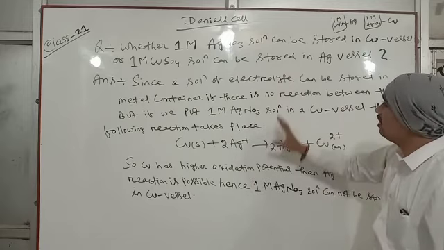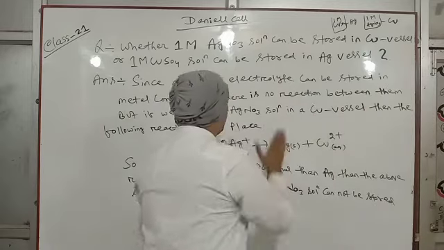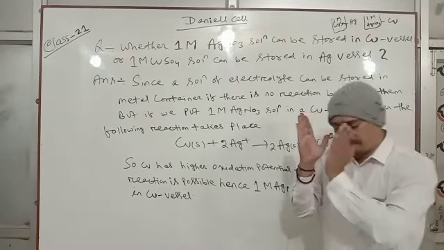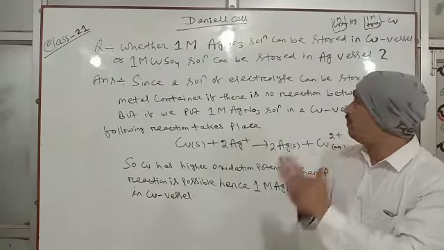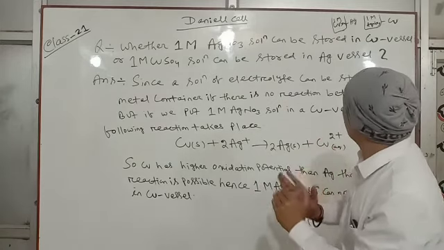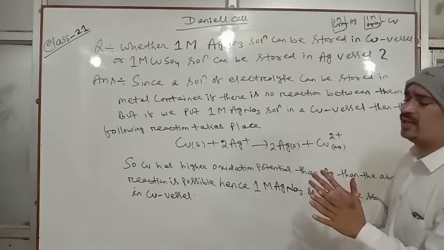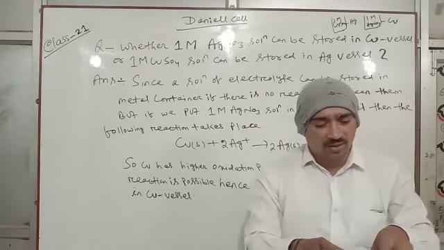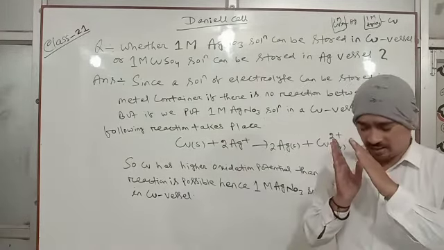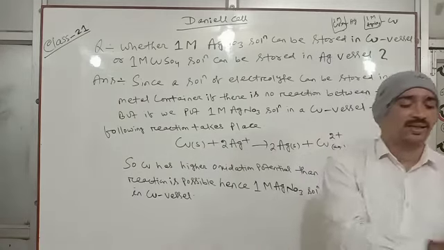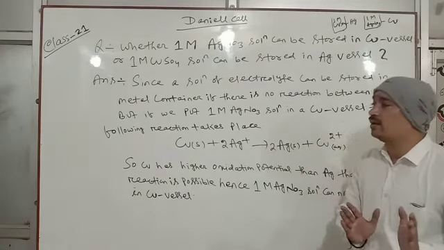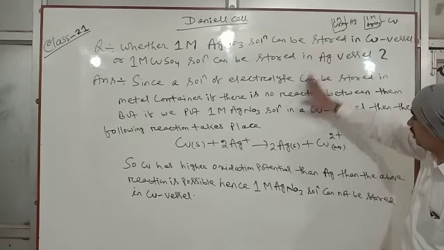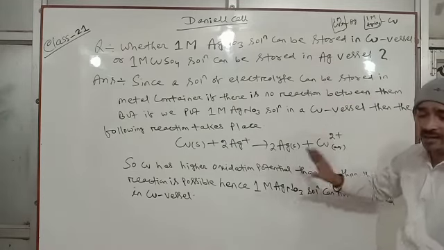If you cannot write it, then simply write: we know that the oxidation potential of copper is more than that of silver, so we cannot put silver nitrate solution in copper vessel because copper will replace silver from the salt solution.